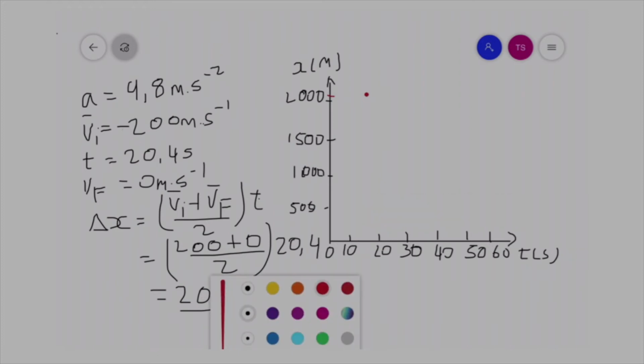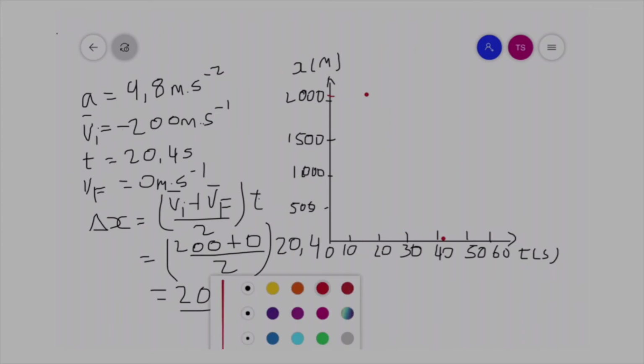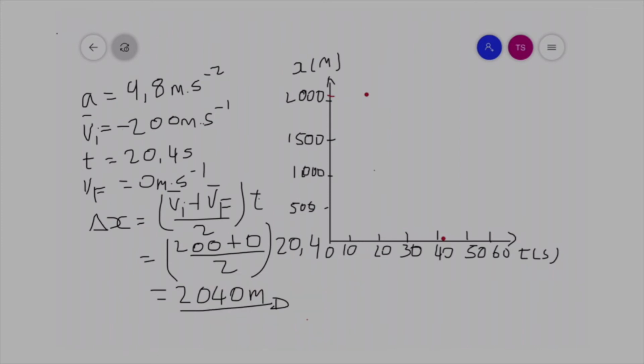So let's plot our graph. I'll say it's around about there, right? So let's plot our graph. It will go something like this.